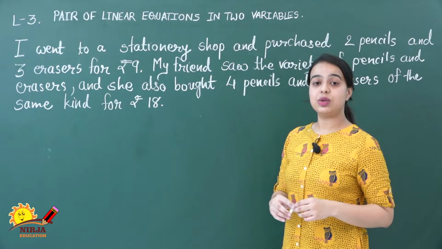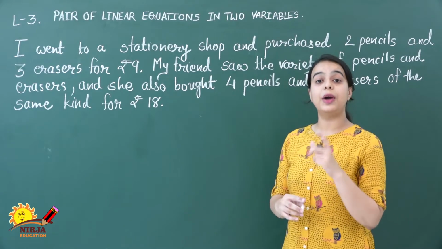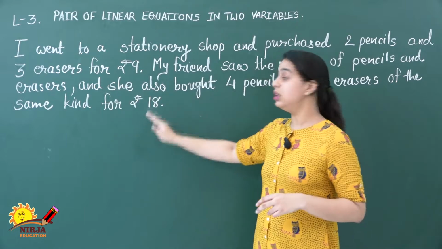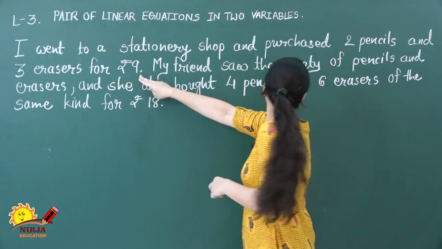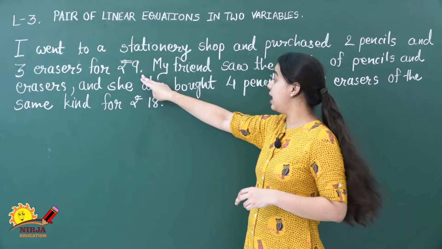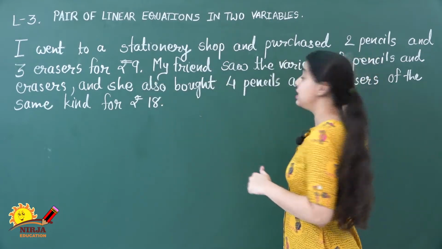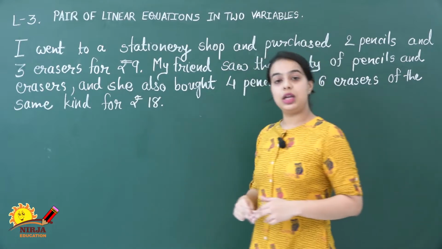So here, as you can see, they have not given us a particular price for pencils and erasers. They have given the money together. For both the pencils and erasers, I have paid 9 rupees. But we don't know what the 2 pencils cost and what the 3 erasers cost.